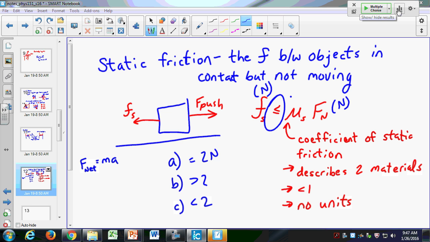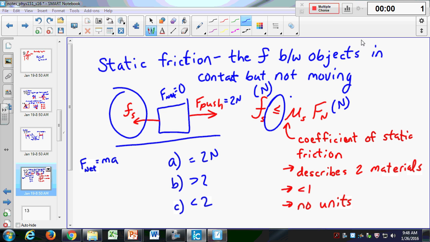Let's try it again. Okay, but I'm going to ask you now not about the table. I'm just going to draw the picture up here, right? I've already drawn the picture. This is equal to 2 newtons. I know that the net force is equal to 0. So what must this force be? What must the magnitude of that force be? Go ahead and put in your answers.